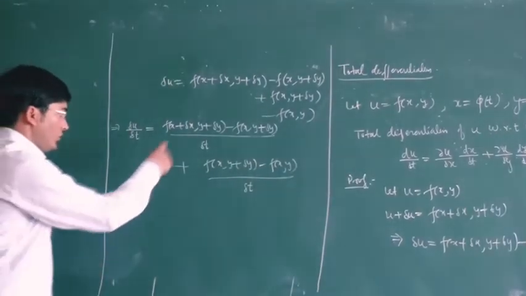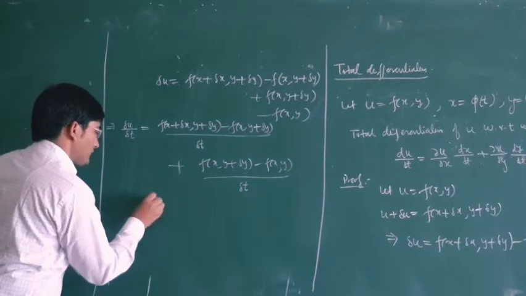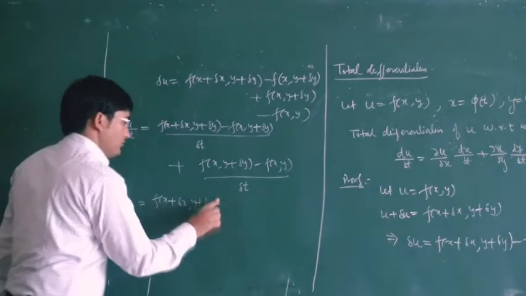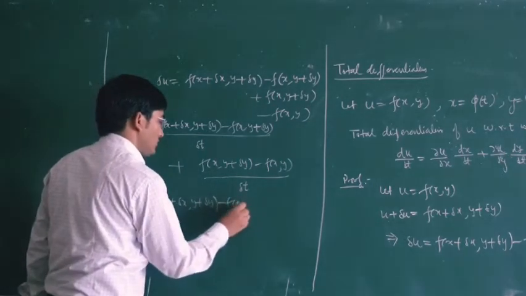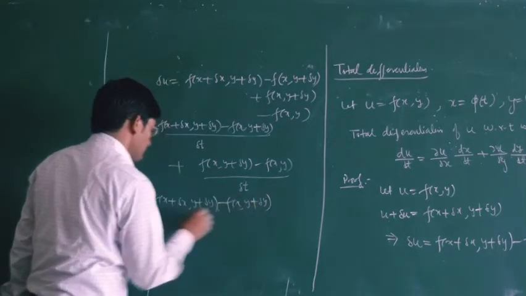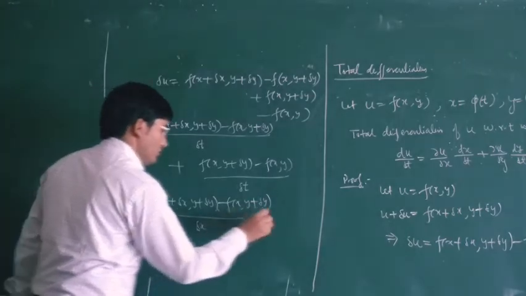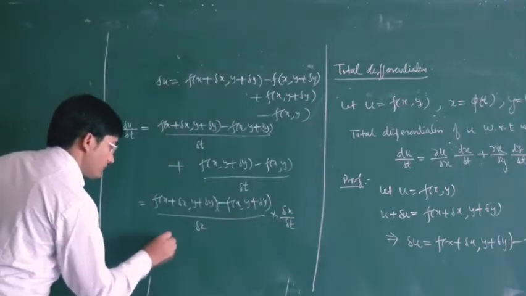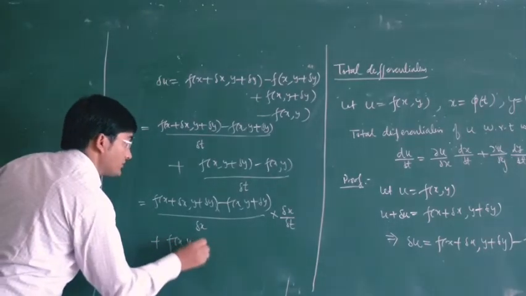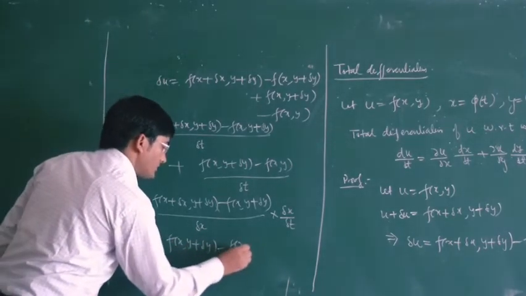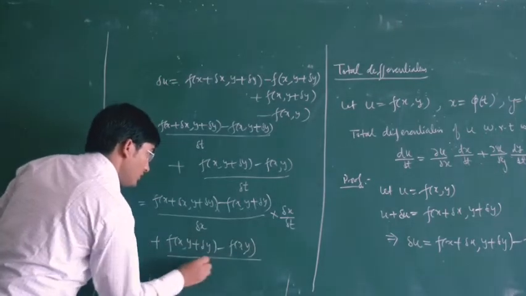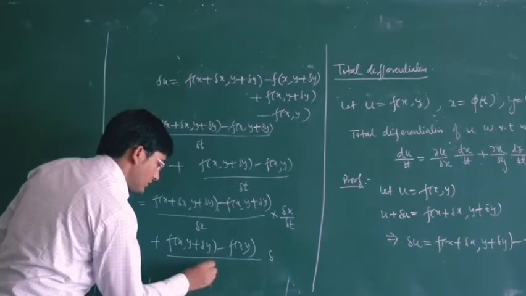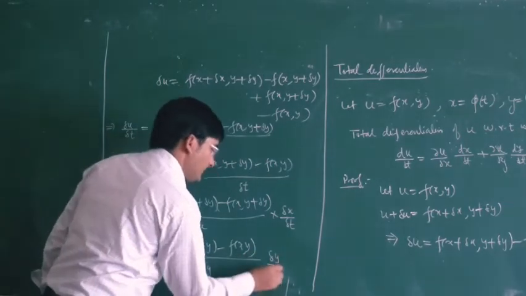So we can also write this right hand side as f of x plus delta x comma y plus delta y minus f of x comma y plus delta y divided by delta x, into delta x upon delta t. And then the second term is f of x comma y plus delta y minus f of x comma y upon delta y, into delta y upon delta t.